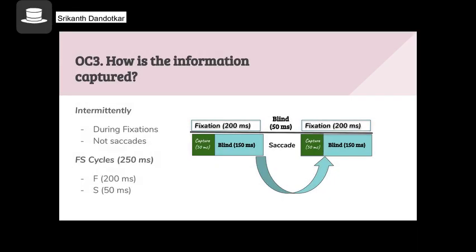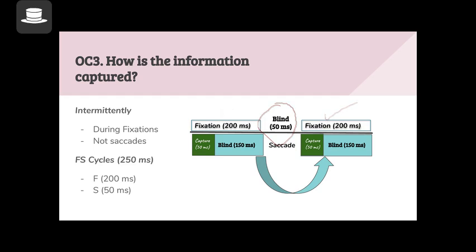Now here is another interesting thing. We said that a fixation lasts for 200 milliseconds, followed by a saccade which lasts for 50 milliseconds, followed by another fixation, and the process continues. Right? That's why it's a cycle, the fixation-saccade cycle.